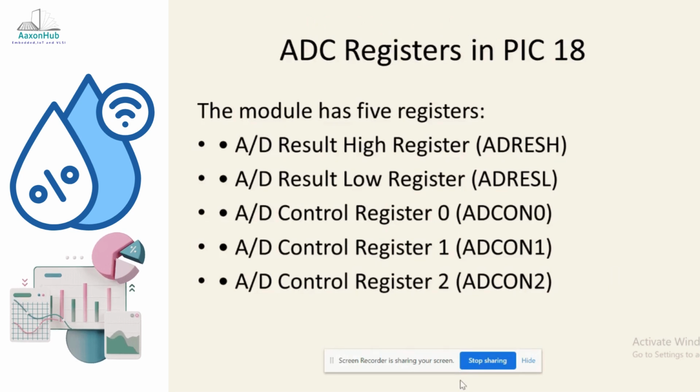In order to program this ADC, we require basic configuring registers. Those are 5 registers: the ADC result high register, the ADC result low register, the ADC control 0 register, and the ADC control 1 register.